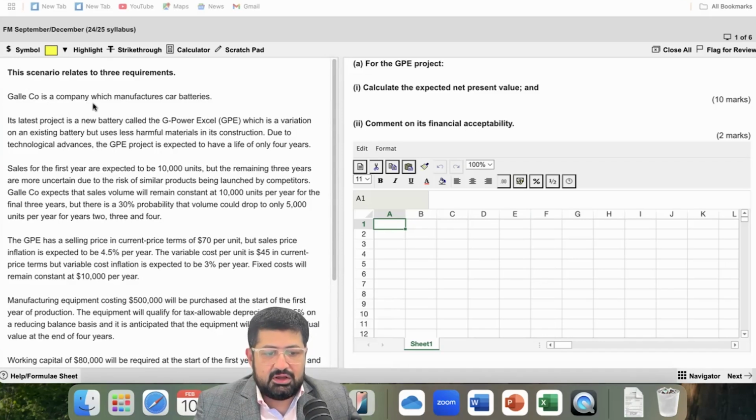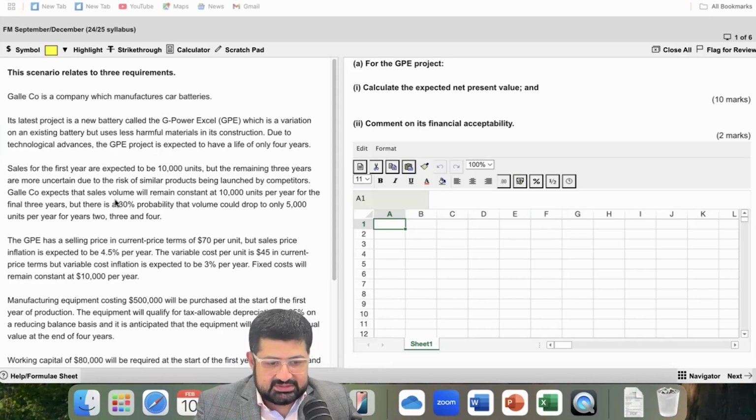G company is a company which manufactures car batteries. It last project in a new battery called G Power XL, which is a variation on an existing battery but uses less harmful material in its construction. Due to technological advances, the GPE project is expected to have a life of only 4 years. Sales for the first year are expected to be 10,000 units, but the remaining 3 years are more uncertain due to risk of similar products being launched by competitors.